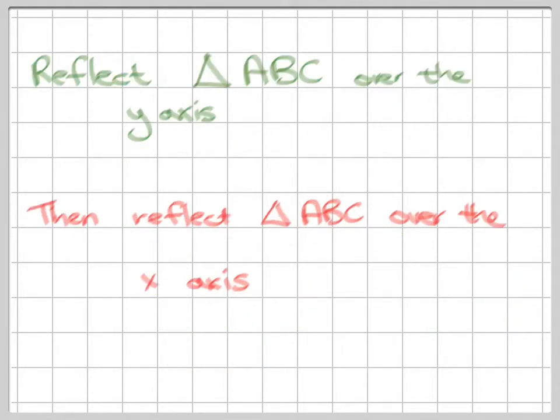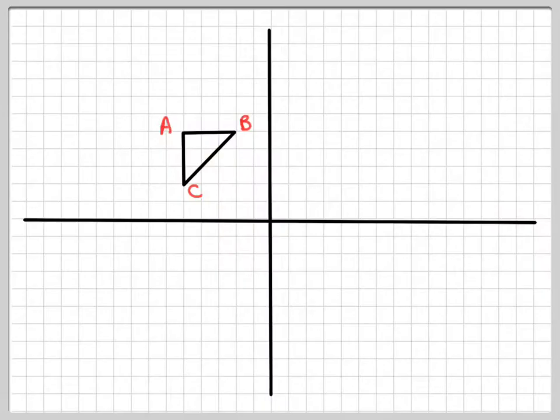So we're going to reflect, on the next screen, a triangle labeled ABC over the y-axis. And then we're going to reflect the same triangle again over the x-axis. So let's do the y-axis one first. We can see here we have triangle ABC sitting in the second quadrant, and we're now going to flip it over the y-axis.